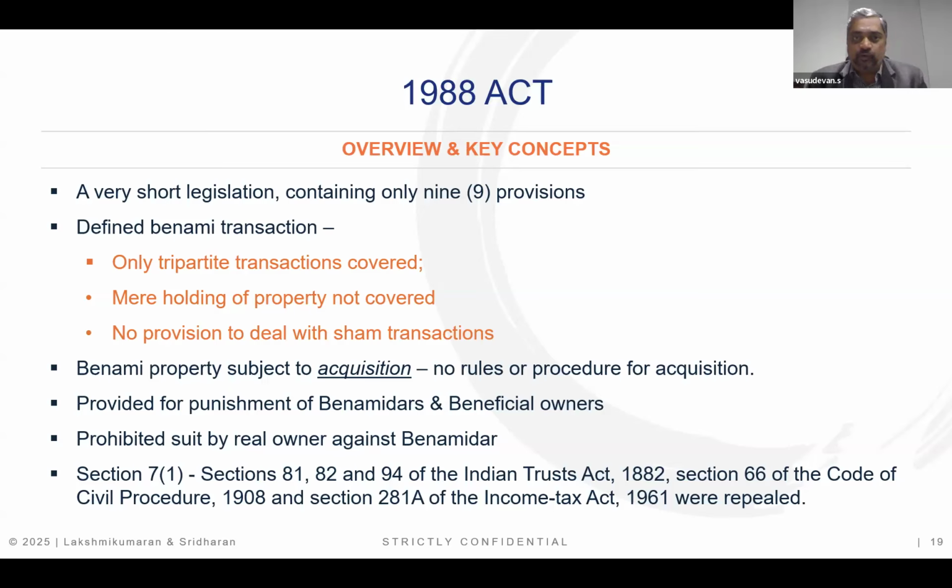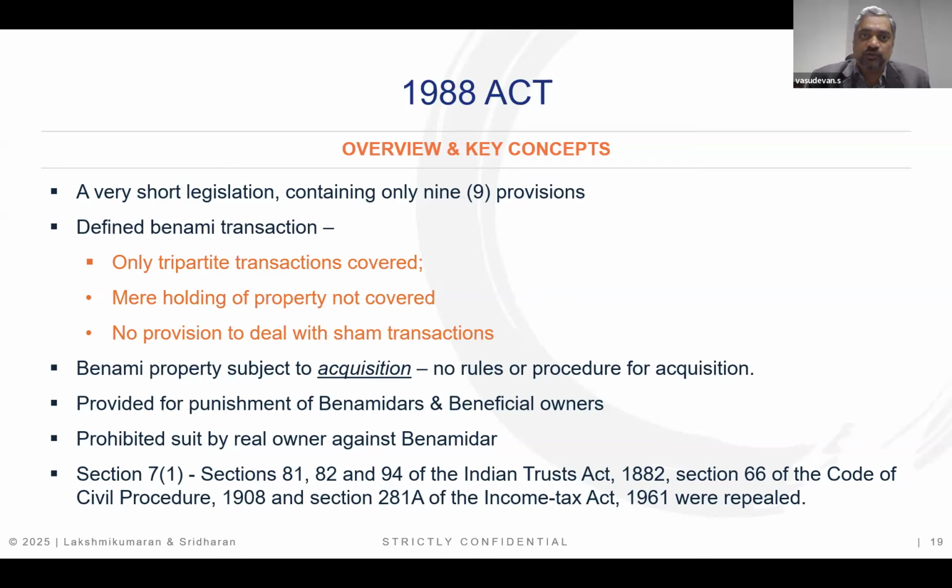All of it had to be notified by way of rules. It also provided for certain punishment for the Benamidars and the beneficial owners. Similarly, any recovery action by the beneficial owner against the Benamidar was barred. So that means a beneficial owner cannot assert his rights to claim title over the property which is otherwise with the Benamidar. So that kind of civil remedy was also barred.